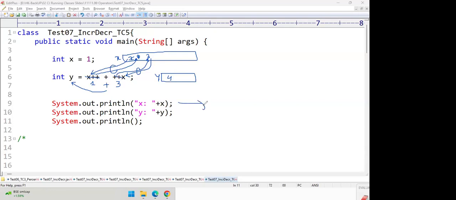What is the x value? 3. Y value? 4. Still any confusions? Did you understand how to solve the expression? When you're solving an expression, down you write the values, whatever value you have to use in this place, so that finally you can add. Ready for one more example?